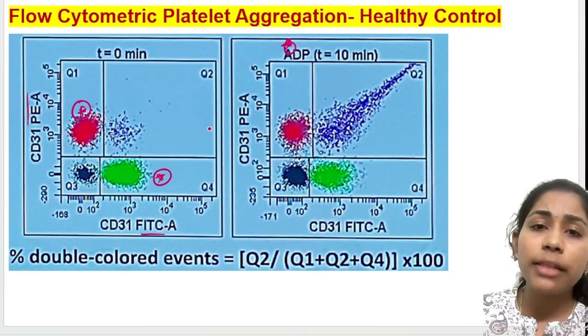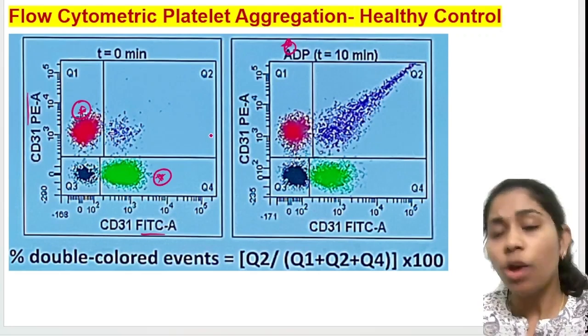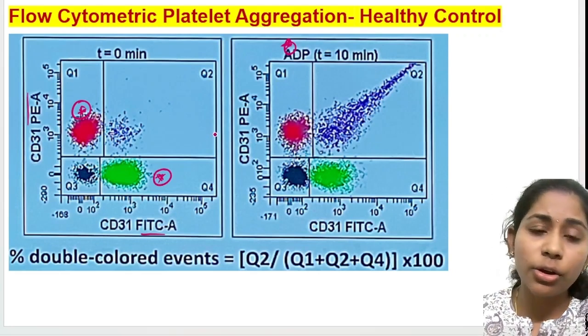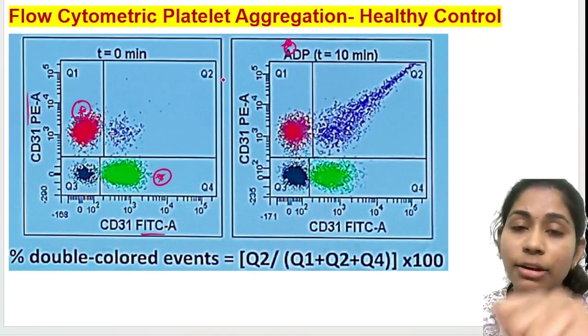This ADP has no discrimination according to the dye. Whatever the platelet is, it is a platelet only. Whether it is coated with red color or green color, that's a dye. Okay, there is no concept of it here. The dye has no role here. Only to identify these double colored events are we using the dyes.